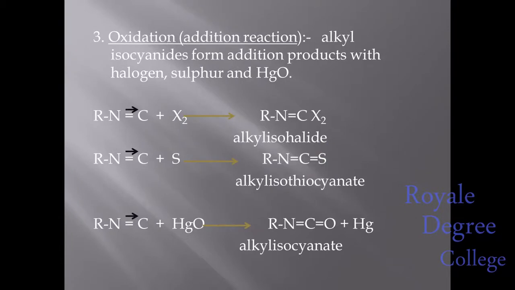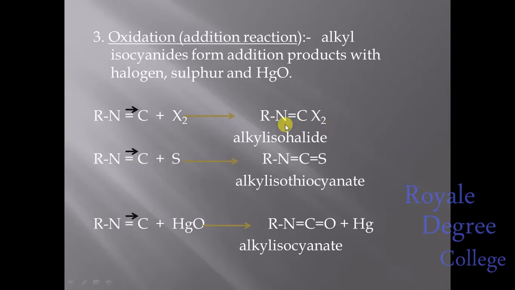Next property of isocyanide is oxidation. That is here nothing but an addition reaction. Alkyl isocyanide forms addition products with halogen, sulfur and mercuric oxide. See the reaction, RNC we are taking, that is alkyl isocyanide. This is the general reaction. In that we are adding halogen, that is X2. So halogen is added to the alkyl isocyanide, and we are getting R single bond, double bond carbon, then X2.